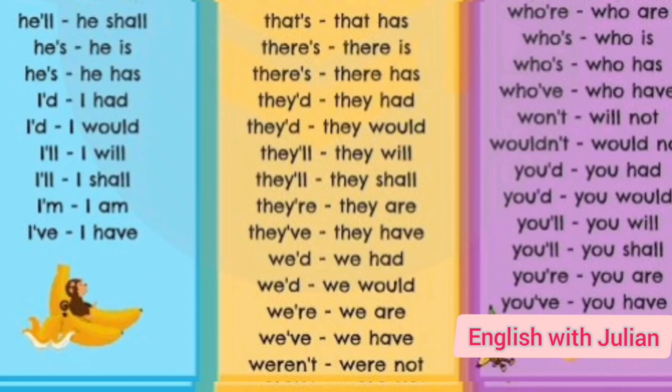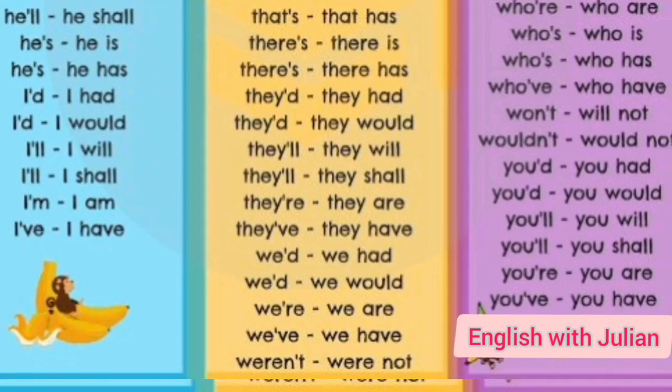Okay, I'm going to give you a few sentence examples to explain this more. Number 1. I had and I'd. I wish I had been there before you. I wish I'd been there before you.